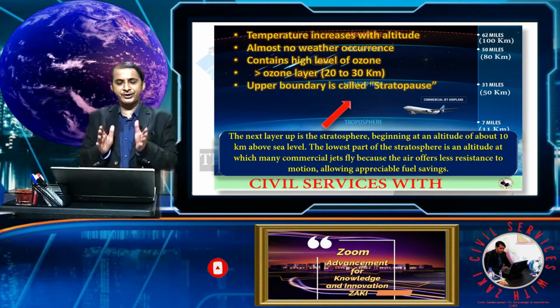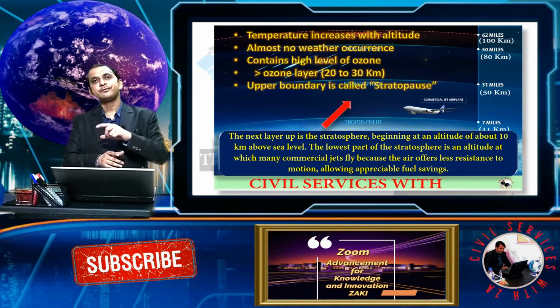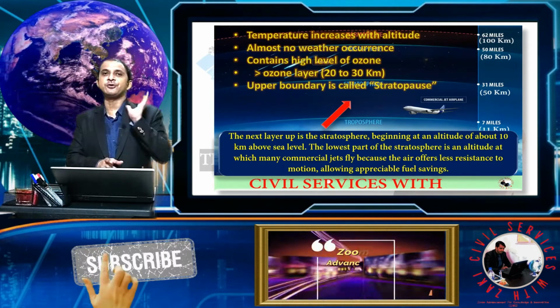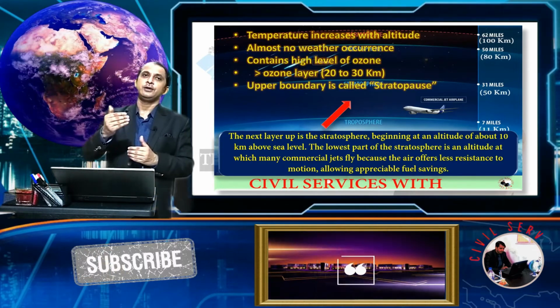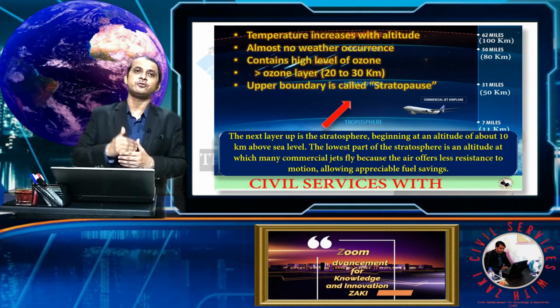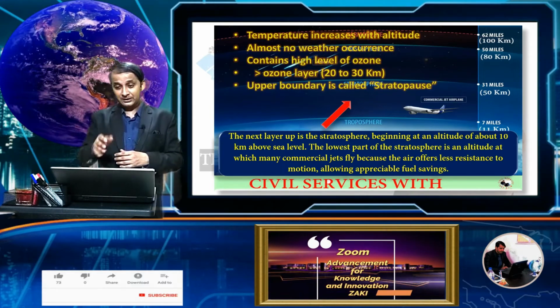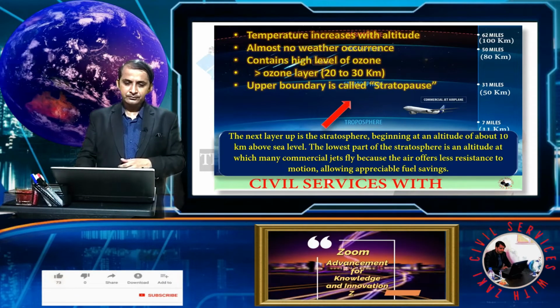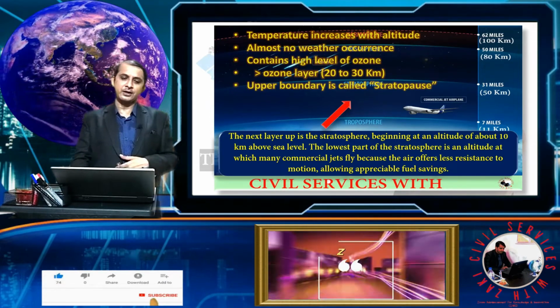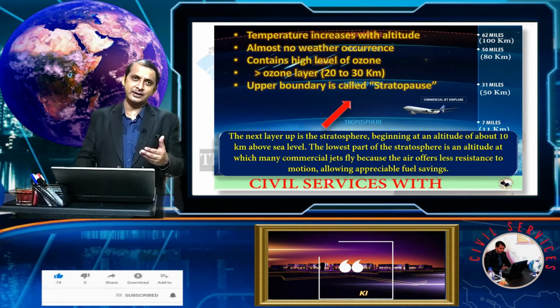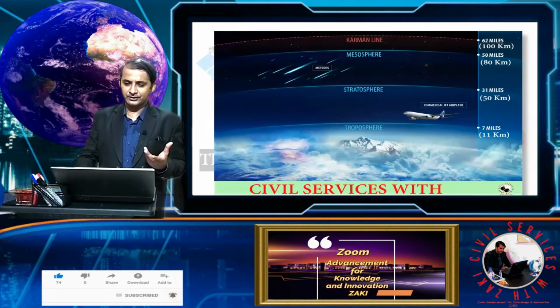So the upper boundary is called the stratopause. The boundary between the stratosphere and mesosphere is called the stratopause. So now we move forward and see another layer. Another layer is the mesosphere.